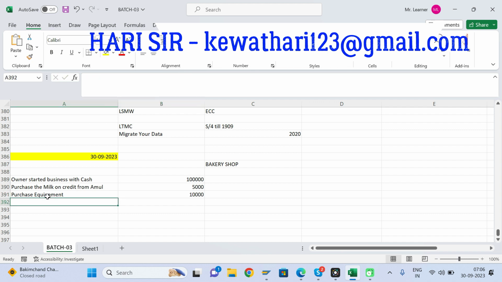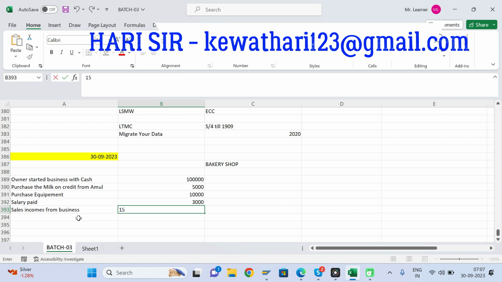Let's say he has one staff who is preparing the tea, so he's paying some salary also. Salary 8,000. Okay. Then what else can be the expenses in the business? Then he's selling, sales income from the business. Let's say every time he is selling, he is getting 15,000 rupees.